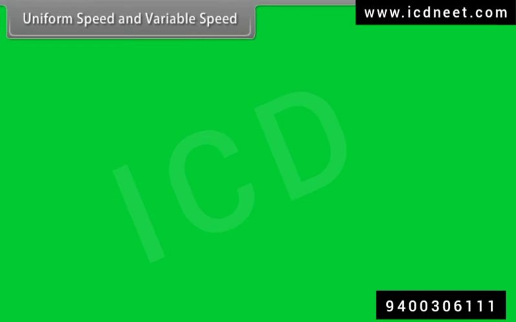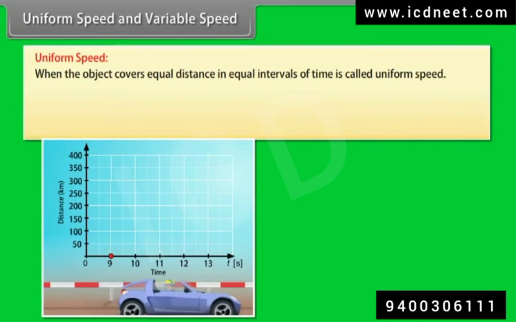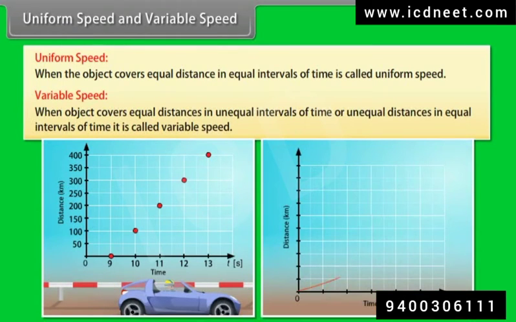Uniform speed and variable speed. Uniform speed. When an object covers equal distances in equal intervals of time, it is called uniform speed. Variable speed. When an object covers equal distances in unequal intervals of time or unequal distances in equal intervals of time, it is called variable speed.